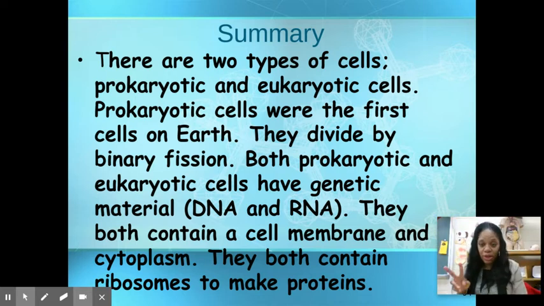So there are 2 types of cells. One's prokaryotic and the other one's eukaryotic. So remember, pro, no, eu, do. Prokaryotic cells were the first cells on Earth. They divide by a process called binary fission, which means to divide by 2 or to split up by means of 2. Both prokaryotic and eukaryotic cells have genetic material, DNA and RNA. They have to have that. They both contain a cell membrane and cytoplasm, and they both contain ribosomes to help make proteins. So those are your similarities between the two. Remember that your prokaryotic cells are smaller, your eukaryotic cells are larger.